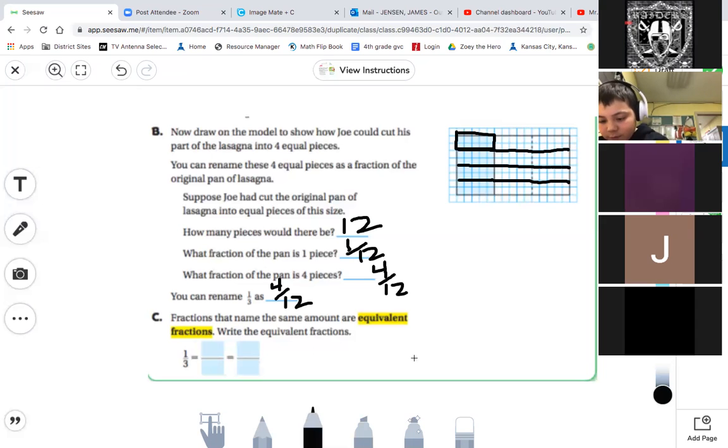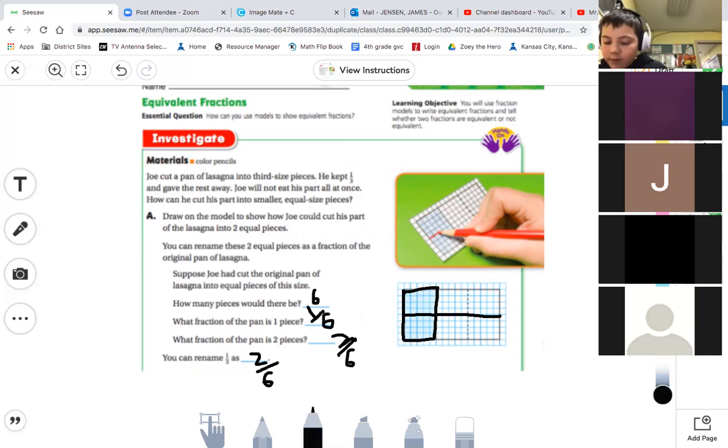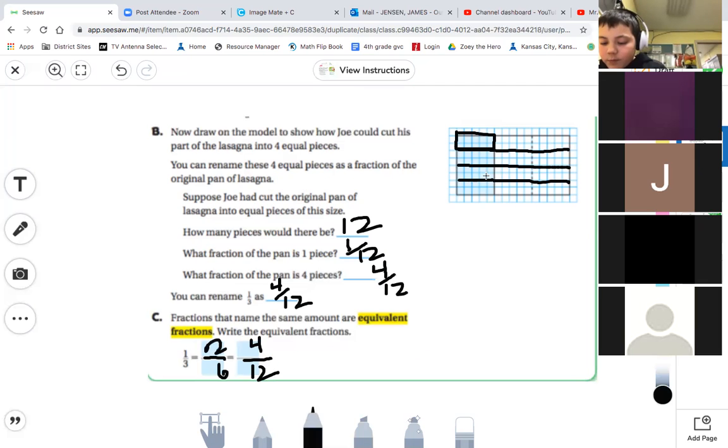So we talked about equivalent fractions yesterday, fractions that show the same amount. And we can say that 1/3 is equivalent to 2/6, like we saw in the last one, and it's equivalent to 4/12. Like this. So it's not hard. So we started out with 1/3, right? And here we showed how it could be renamed as 2/6. And then here we showed how 1/3 could be renamed as 4/12.